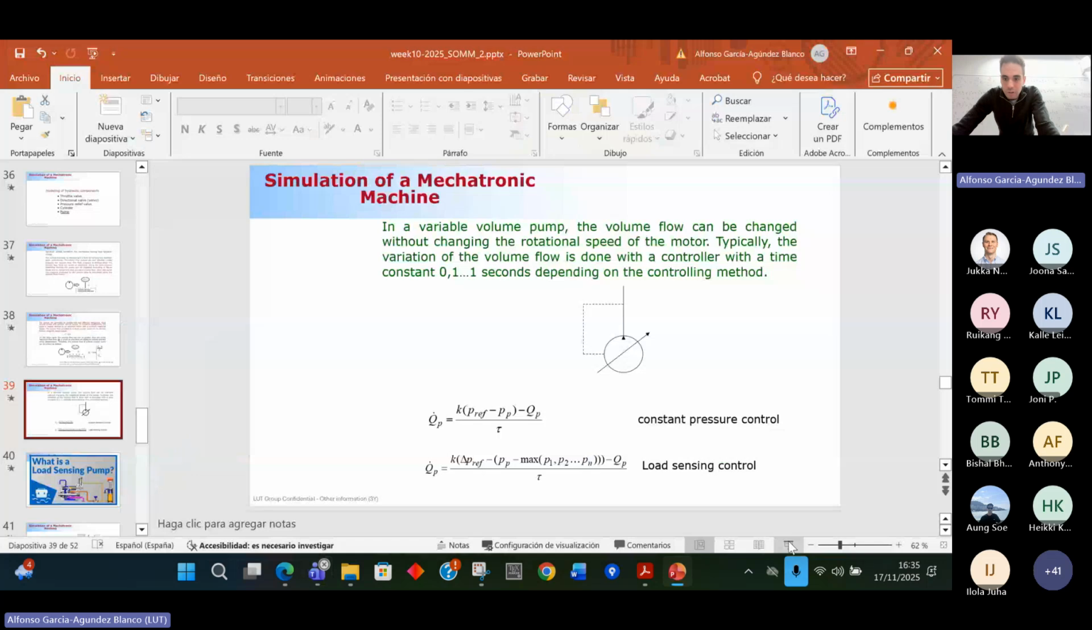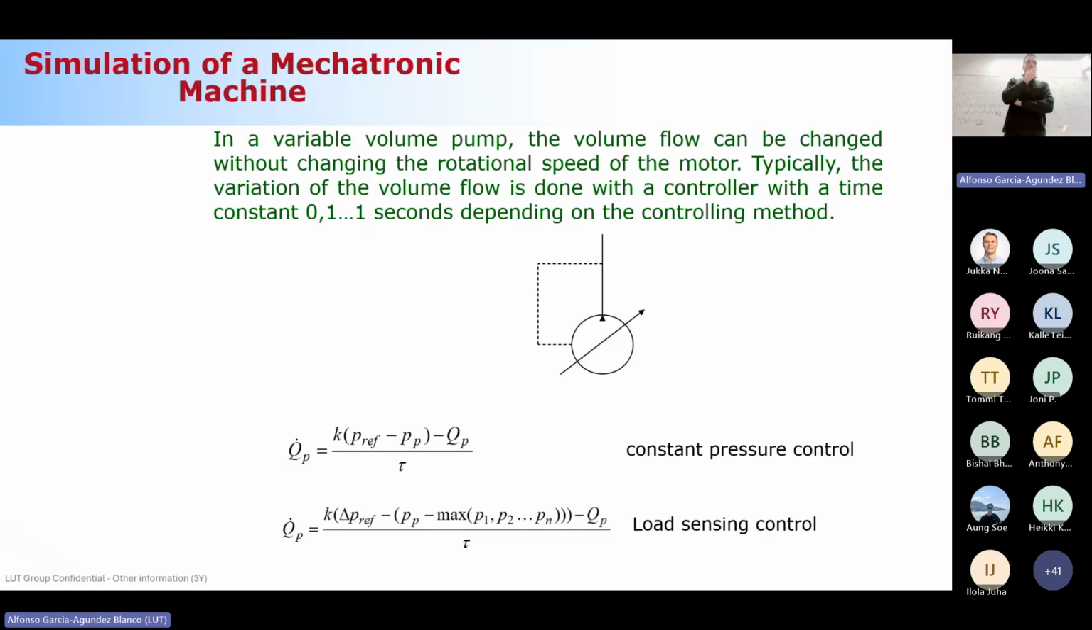And now we are going to talk about the variable volume pump. In this particular case, in the variable volume pumps, the volumetric flow rate, QP, can be changed without changing the rotational speed of the motor. There is a controller that allows you to vary the volume inside the pump, and this controller has a characteristic time constant between 0.1 and 1 second. So basically, the idea would be fixed volume pumps and variable volume pumps.